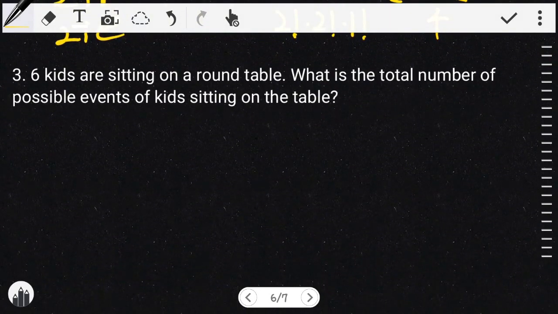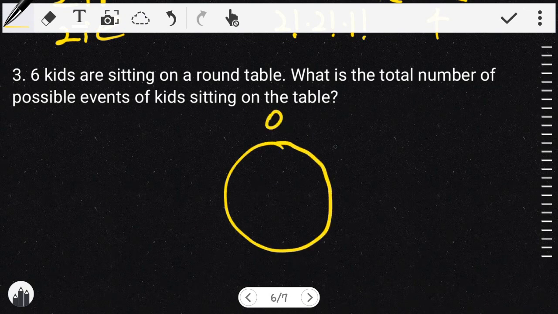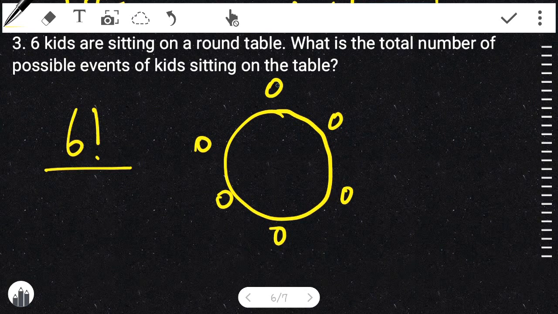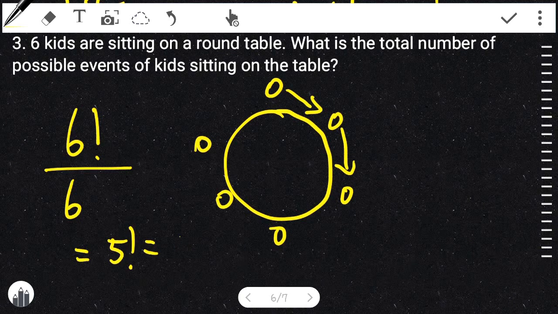Last question. 6 kids are sitting on a round table. So there's a round table. There's a kid here, here, here, here, here, and here. What is the total number of possible events of kids sitting on the table? So 6 kids are sitting on the table, 6 factorial, and there's going to be 6 similar values, because if you just change the order of the kids to the right one side, that's still the same. Another to the one side, that's always the same. So 6 factorial divided by 6 repeated same value equals same as 5 factorial, which is 120.